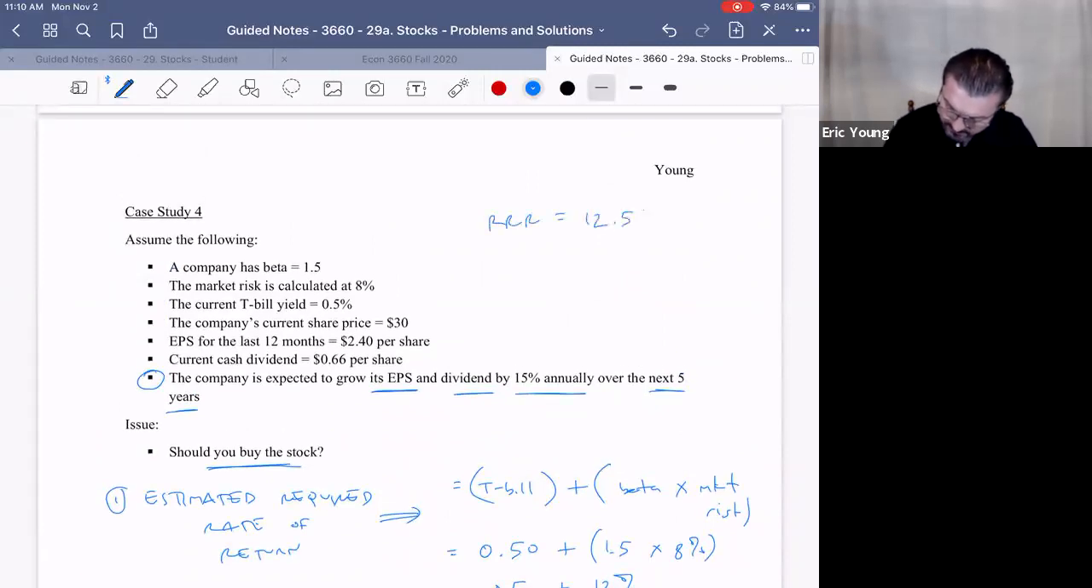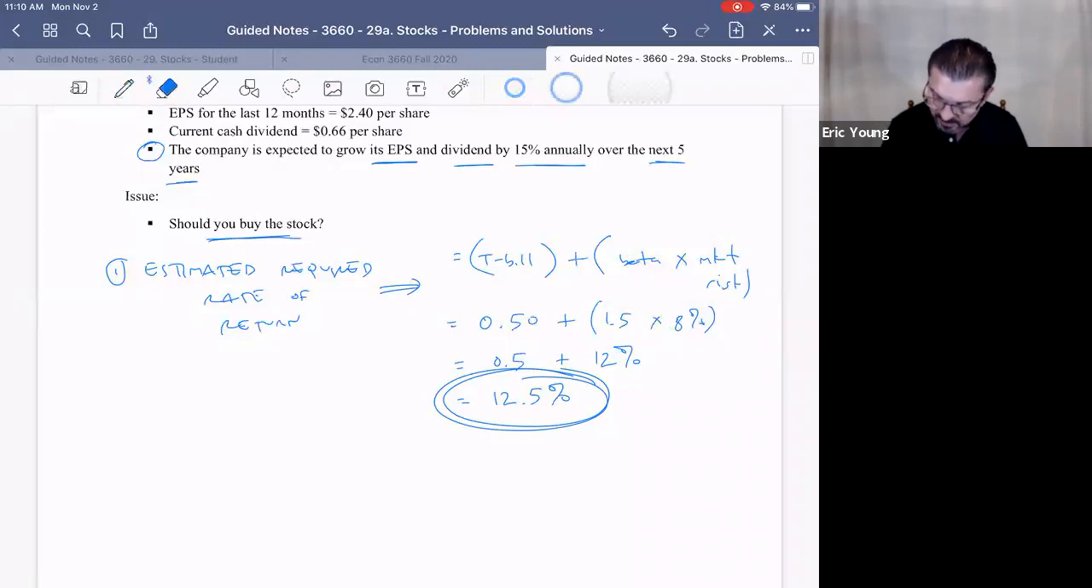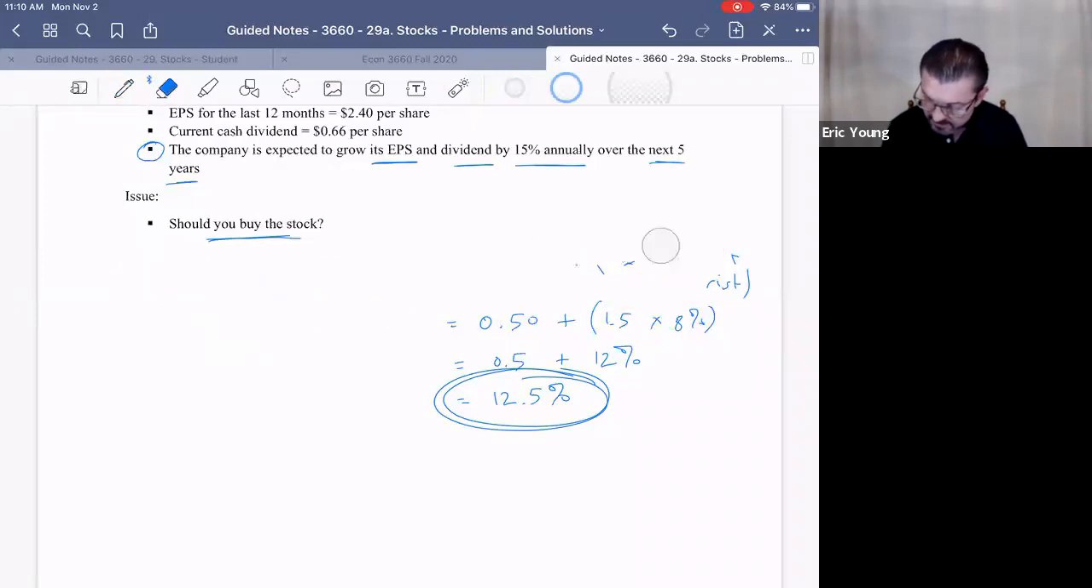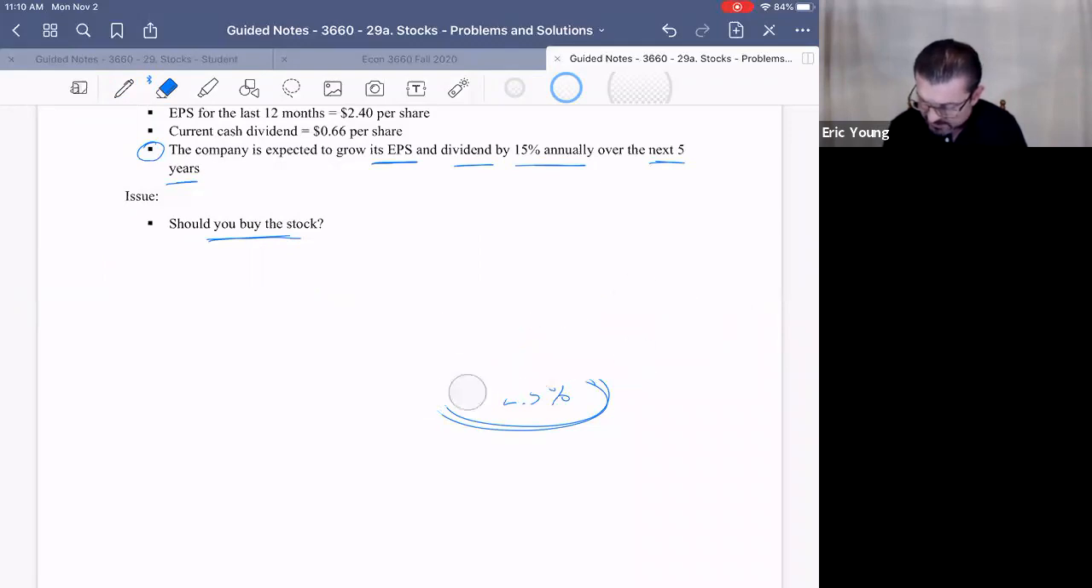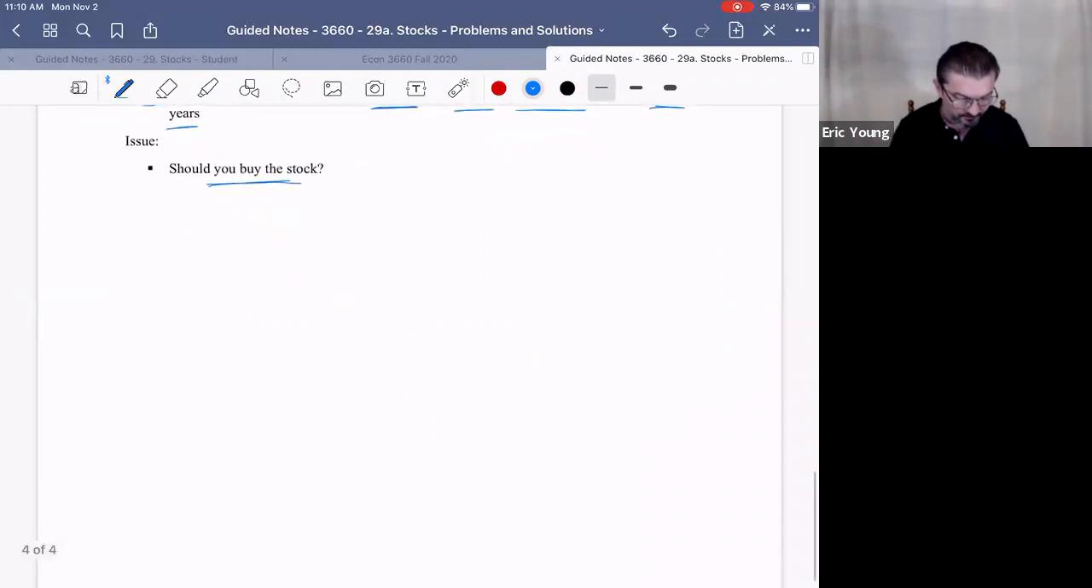Okay, so we've got the first part done. We know that in order to buy this stock, it has to have an expected rate of return, an expected gain for you in excess of this. Okay, so we have that. Our next step is we need to calculate your expected rate of return. Okay, well, to do this, we got to go through a few sub-steps. So let's break them down.